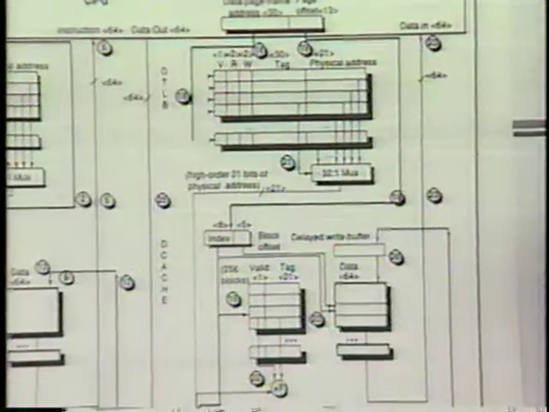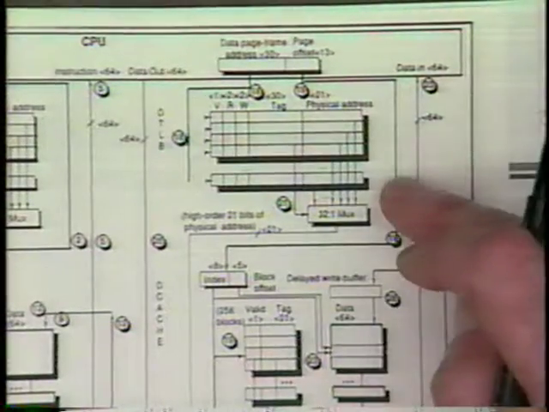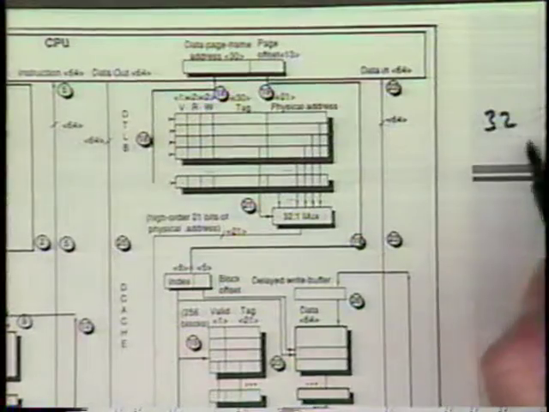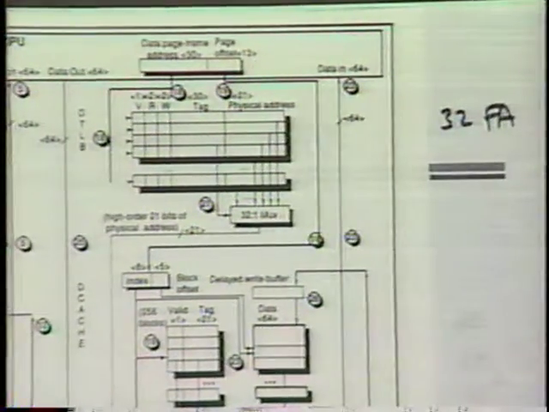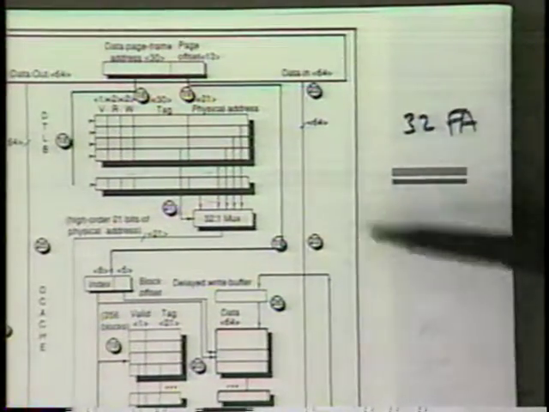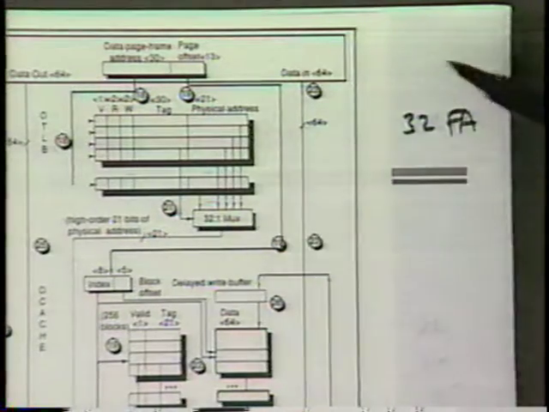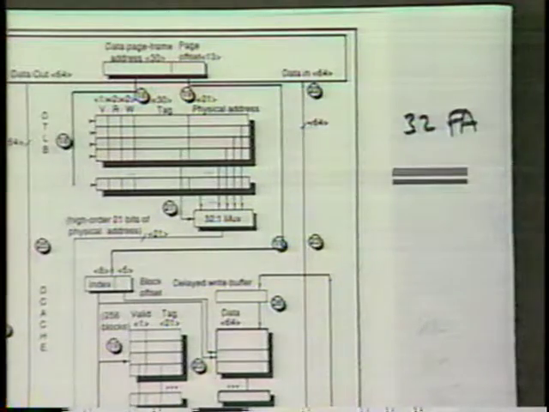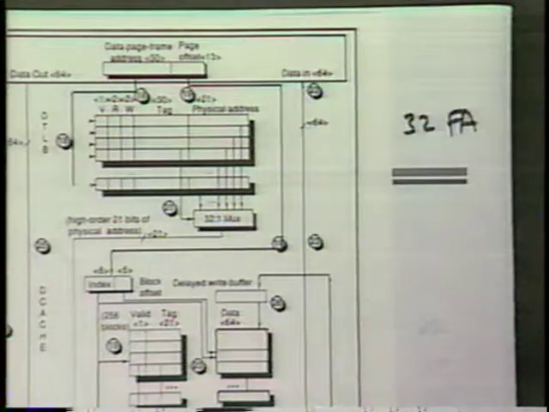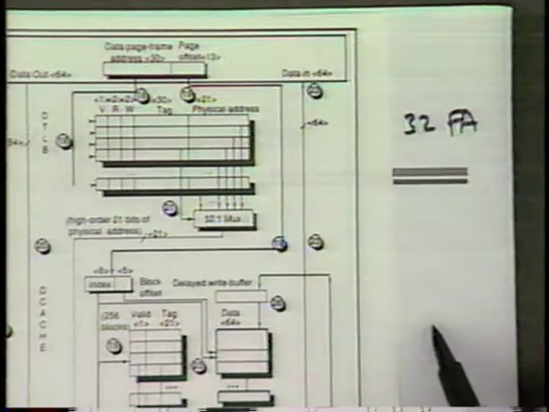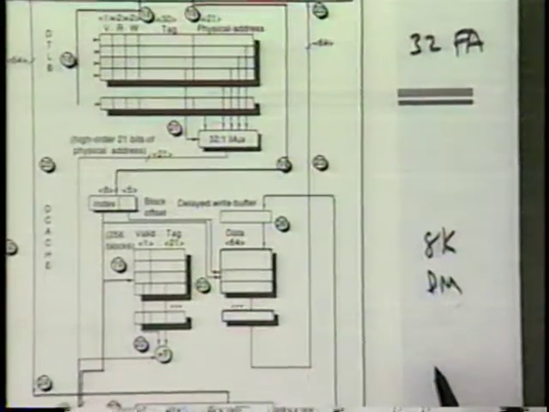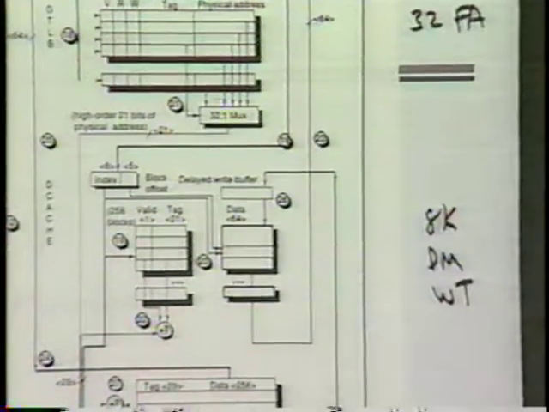On the data side, similar kind of organization, a translation look-aside buffer, which in this case is 32 elements, also fully associative. Notice that the look-aside buffer for the data side is significantly larger than the look-aside buffer for the instruction side, because the data side tends to exhibit much less locality. And again, an 8K byte direct map cache with a write-through policy.